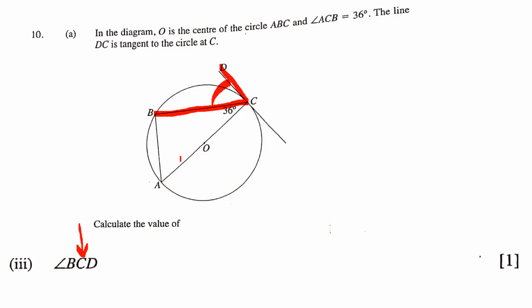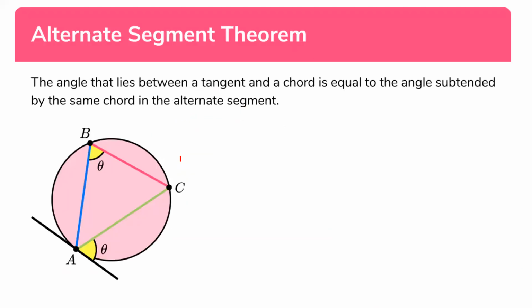Okay, so for this one, we need to remember our theorem, the alternate segment theorem. The alternate segment theorem says that the angle that lies between a tangent and the chord is equal to the angle subtended by the same chord in the alternate segment. So if you look at this, this green one, which I'm outlining in red, is what we call a chord. And this line right here is the tangent. So what they're saying is that this angle right here, the angle that is formed by the chord and the tangent, is going to be equal to this angle right here.